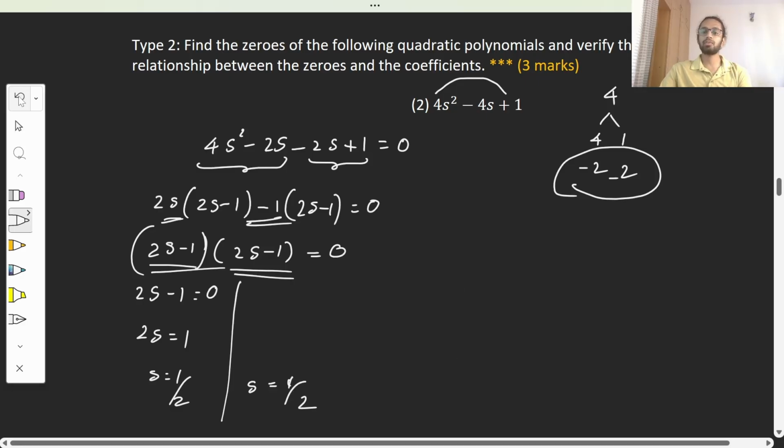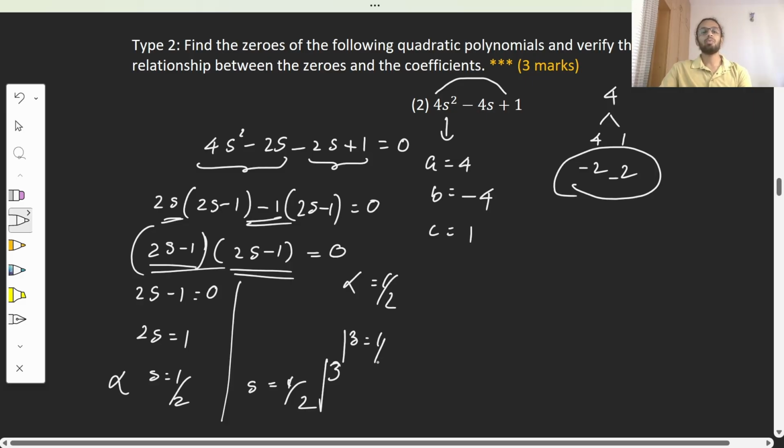Now, coming back to verification, before we verify, it's very important to jot down the values of a, b, and c. As you can see, a value is 4, the coefficient of s square. B value is minus 4, which is the coefficient of s, and c is the constant term. Now, one value is alpha, other value is beta. The zeros that we have got, we tag them as alpha and beta. That is, alpha is 1 by 2, beta is also 1 by 2.